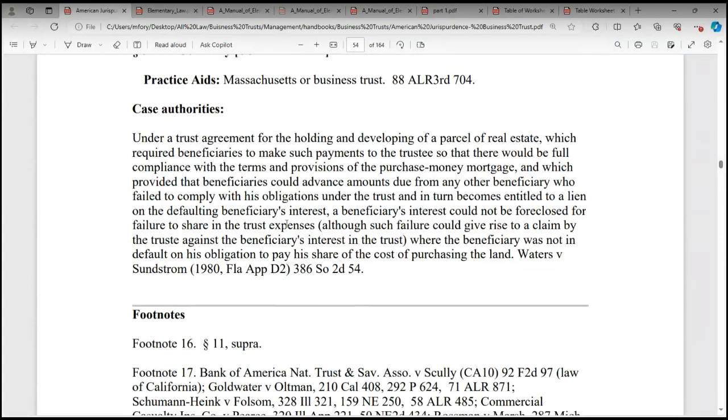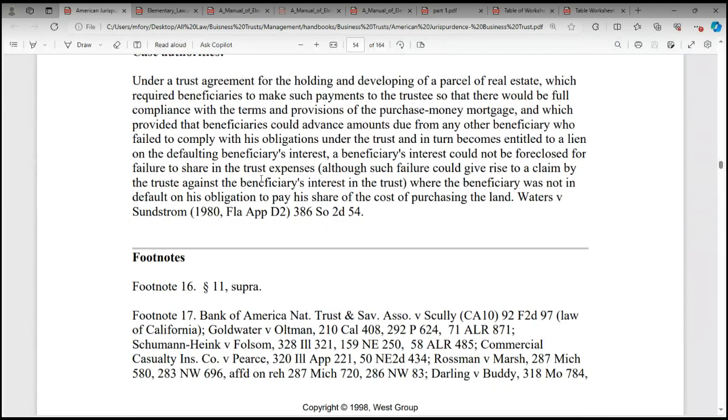This is supplemental, under a trust agreement for the holding and developing of a parcel of real estate which requires beneficiaries to make such payments to the trustees so that there would be full compliance with the terms and provisions of the purchase money mortgage, and which provided that beneficiaries could advance amounts due from any other beneficiary who failed to comply with his obligations. So they're paying for someone else, right? Under the trust, and in turn becomes entitled to a lien on the defaulting beneficiary's interest, because all you did was give him a loan. You didn't buy the title, but you are moving in on his property for sure because he owed a debt. So you get to put a lien on those shares.